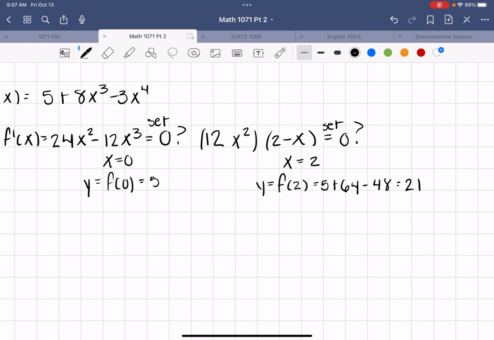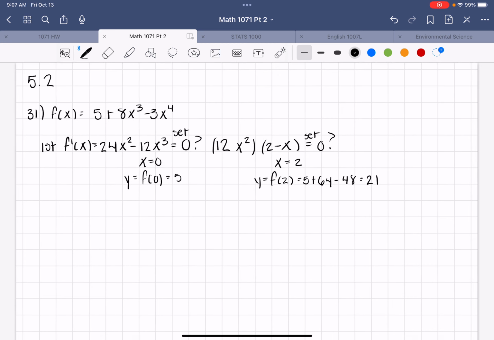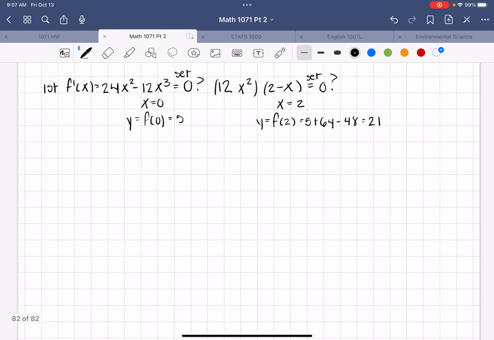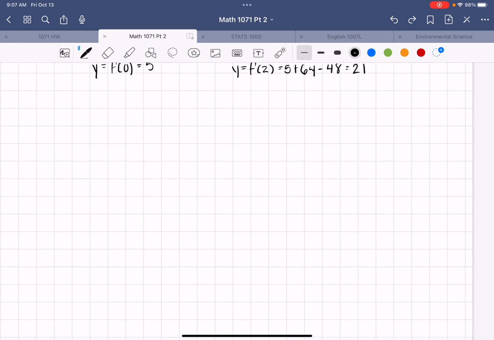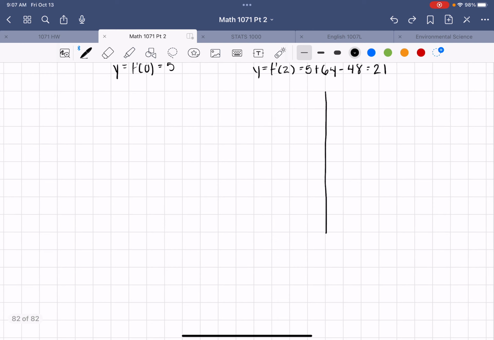Okay, so I want to plot those points. Notice, because my y-axis is a big number, I need to scale my axes a little differently. So on the x-axis, let me scale 1, 2, 3. But then on the y-axis, let me scale it in 5s: 5, 10, 15, 20, 25. So at 0, y is 5. There is one critical point. And when x is 2, y is 21. 5, 10, 15, 21, right about there.